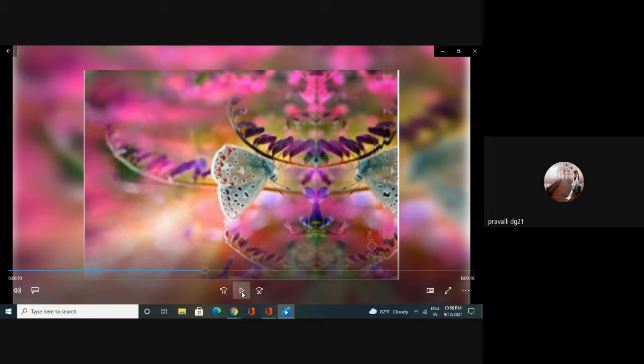Area of a triangle equal to half into base into height. And area of a triangle equal to root of s into (s minus a) into (s minus b) into (s minus c), where a, b, c are the sides of the triangle and s equal to half into (a plus b plus c). Heron's formula.